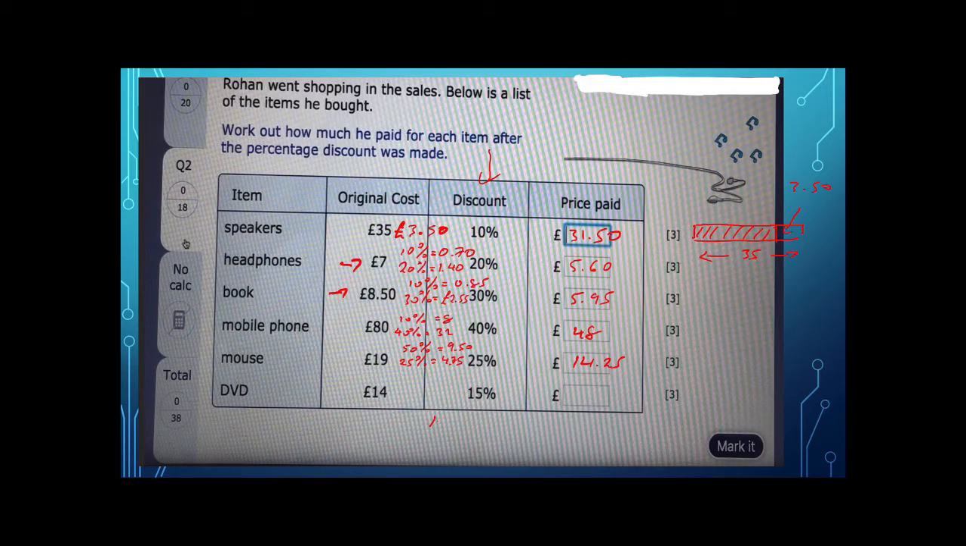The DVD, we're taking 15% off. Best way to do that is to find 10%. 10% is £1.40. Then find 5%, which is going to be half of that, and that's 70p. So 10% plus 5% gives us the 15%, and add those together, that gives £2.10. So we're taking away £2.10 from £14, and that gives us £11.90.